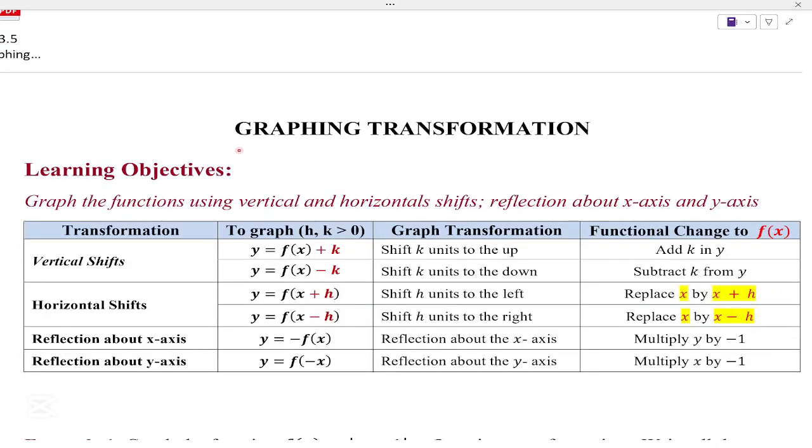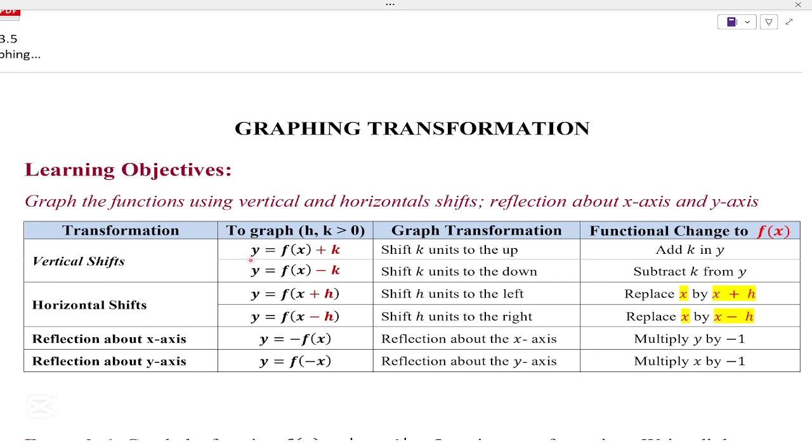In this video, we will discuss graphing transformation. We will explore how the graph is shifted vertically and horizontally, and how the graph is reflected about the x-axis or reflected about the y-axis. For the vertical shifts, this happens when we add or subtract k in the function y.